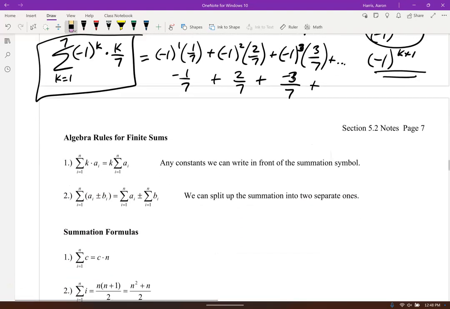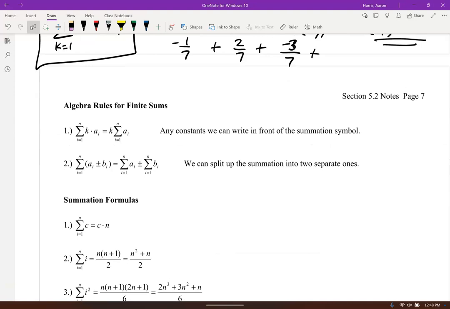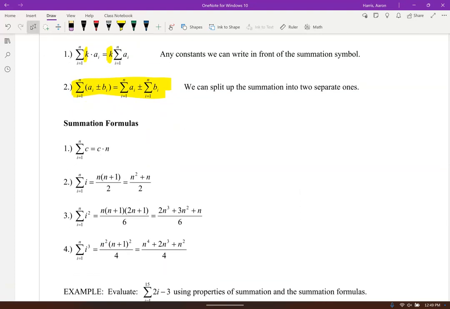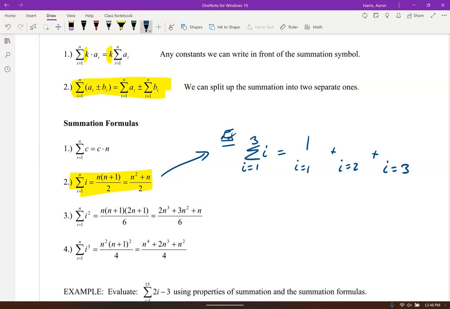Well, that brings us to the rules for these finite sums. You can take that constant and put it in front, and you can of course split the sums up. And here are some formulas that are also very handy. For example, let's say we had the summation of i from i being 1 up to 3. So this would be if i was 1 plus if i was 2 plus if i was 3. So it'd be 1, 2, 3, and you see how you get 6, right?